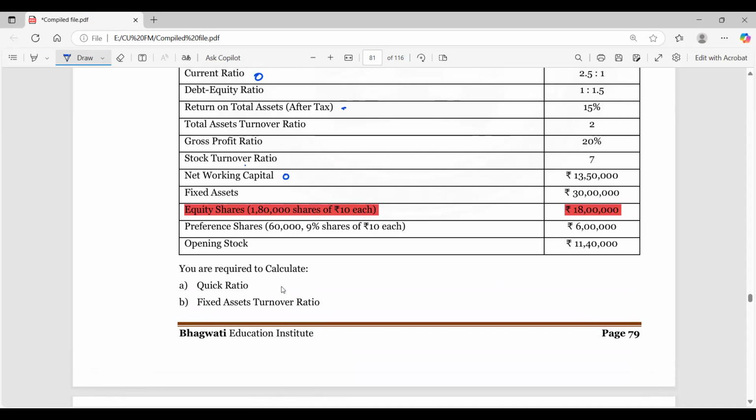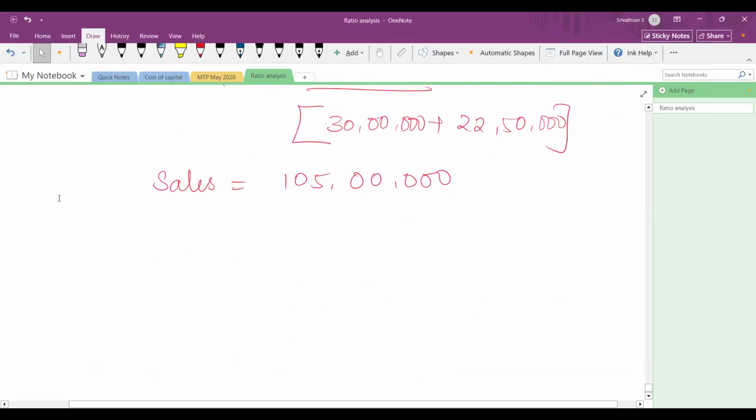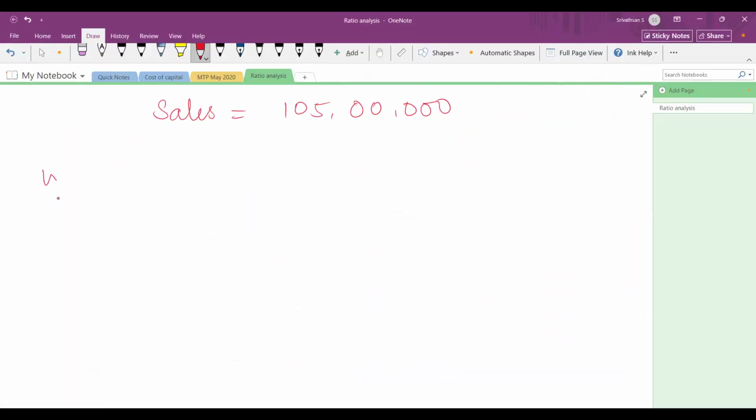Now listen, one more important thing. In this question, opening stock is given, which means we have to take average stock or closing stock. Average. So from stock turnover, calculate the average, and cost of goods sold given no, for which we can apply gross profit and calculate cost of goods sold. So working note number 3, COGS.